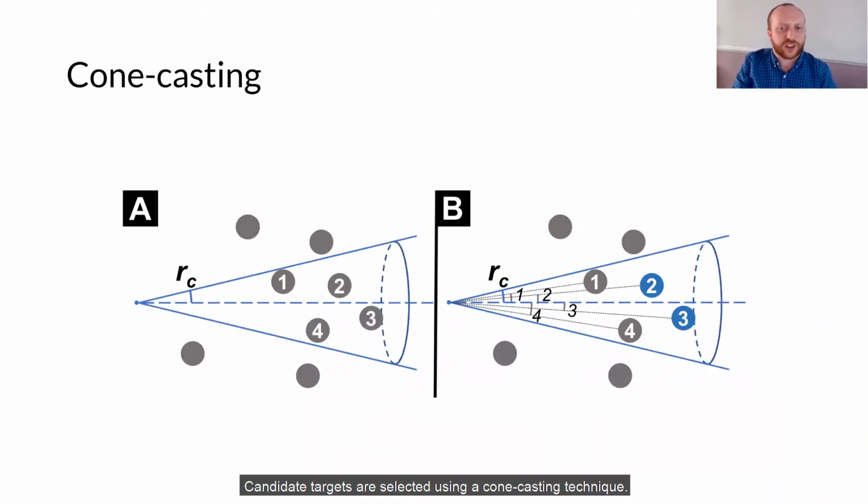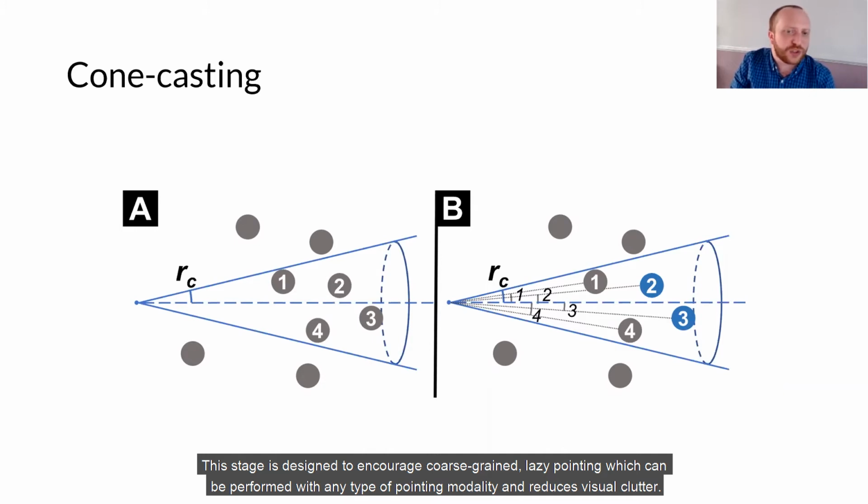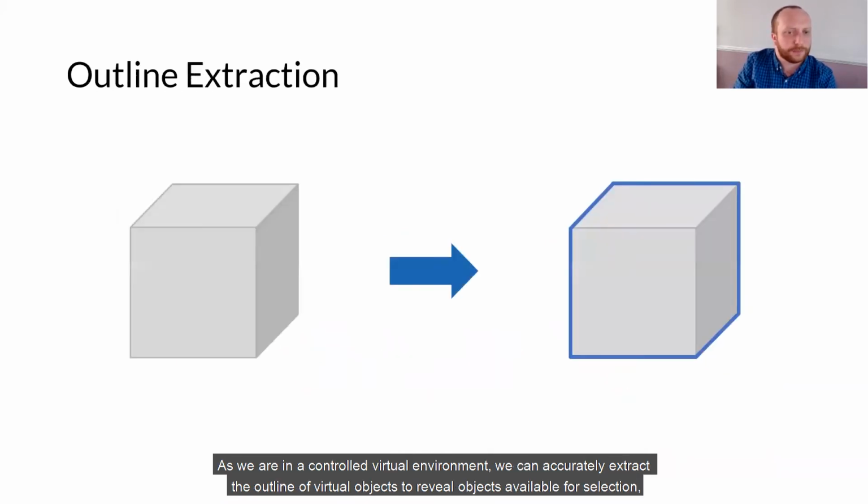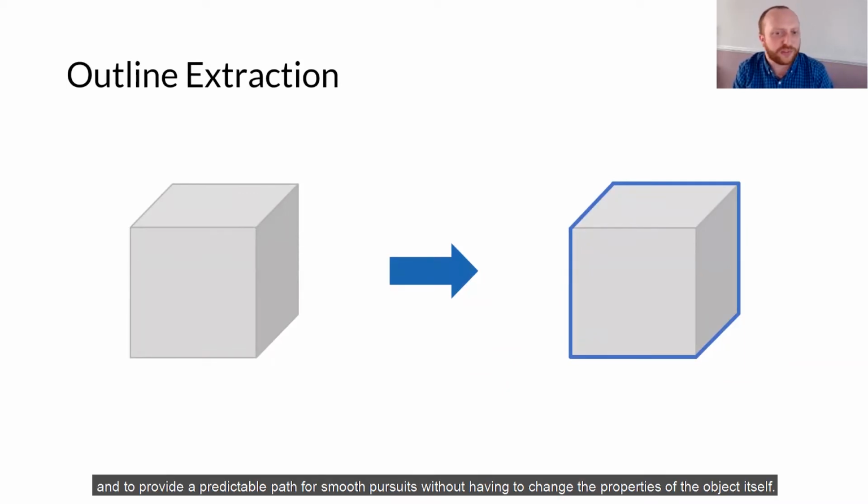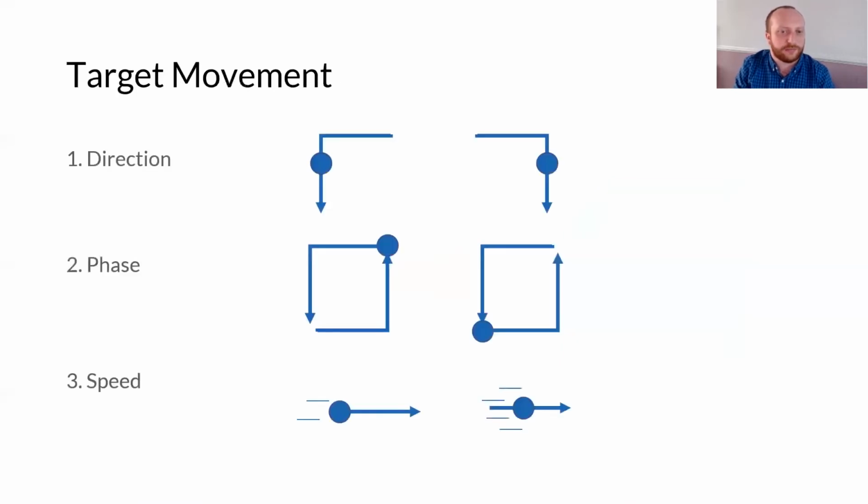Candidate targets are selected using a cone casting technique. This stage is designed to encourage coarse-grained, lazy pointing, which can be performed with any type of pointing modality and reduces visual clutter. As we are in a controlled virtual environment, we can accurately extract the outline of virtual objects to reveal objects available for selection and to provide a predictable path for smooth pursuits without having to change the properties of the object itself.